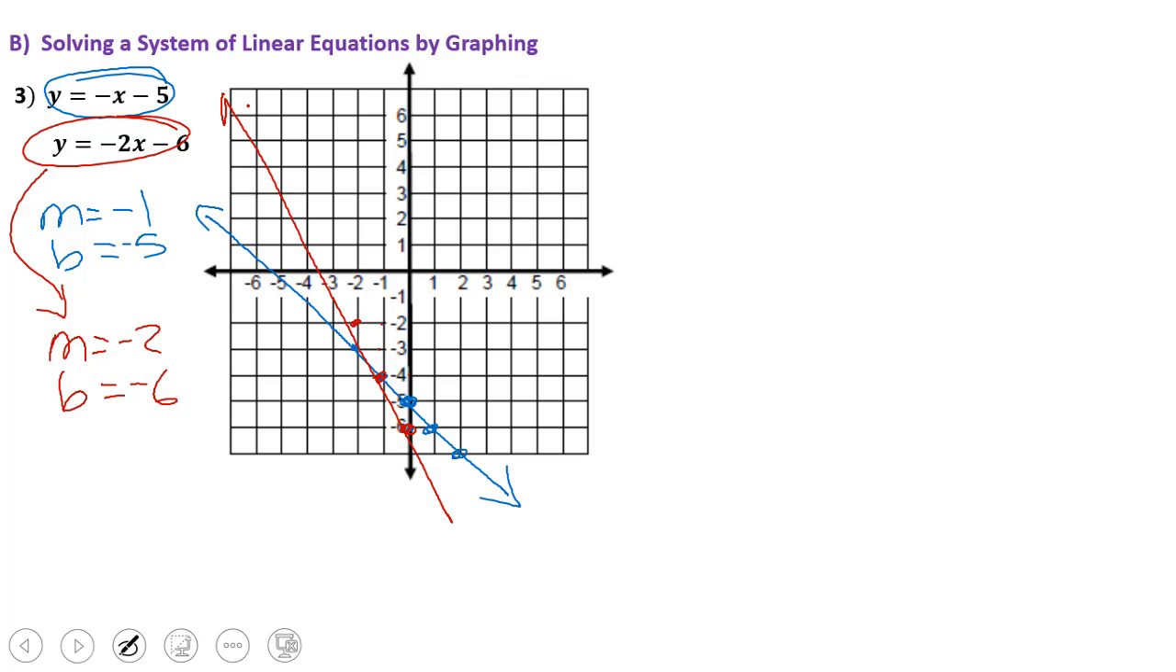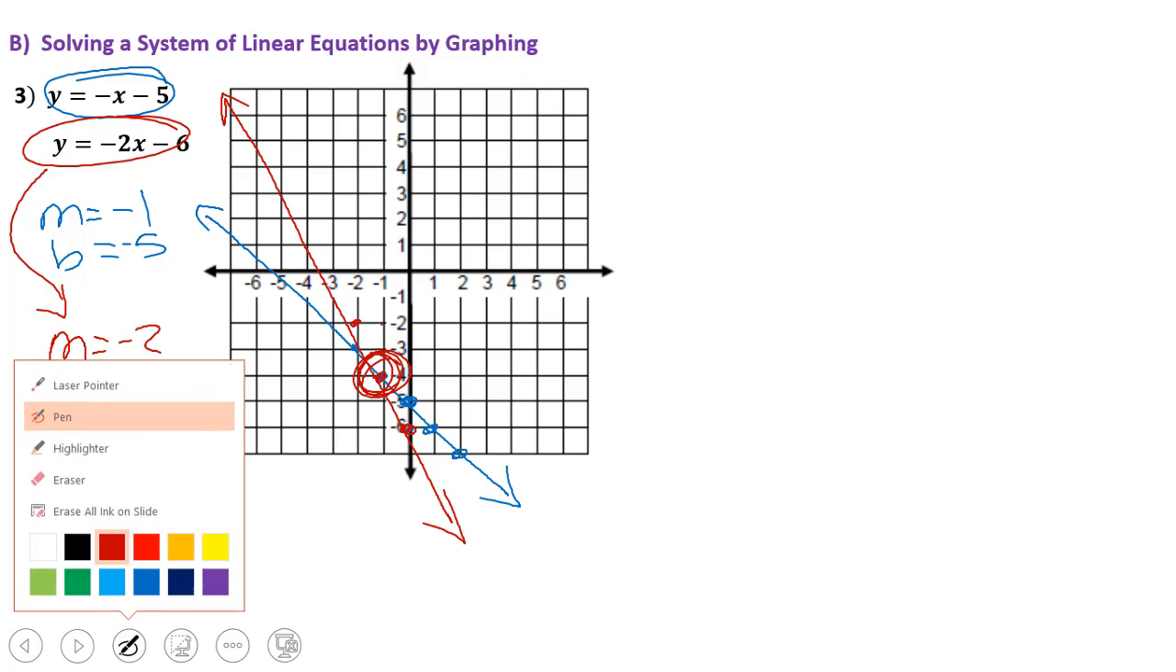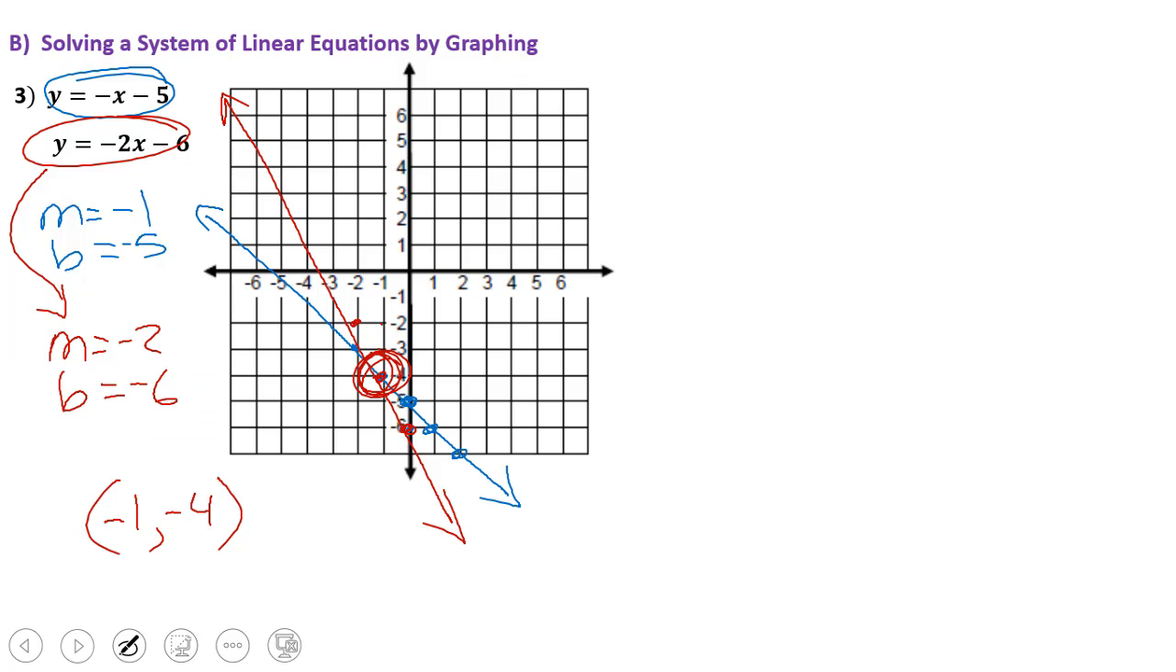Well, and voila, I also have my point of intersection right here, which is my ordered pair. X is negative 1, y is negative 4. And I can double check that. I can put a negative 1 in here, and I can say y equals a negative 1 minus 5. I had better get out negative 4, or I didn't get the right answer. So a negative 1, that's a positive 1, minus 5 is negative 4.